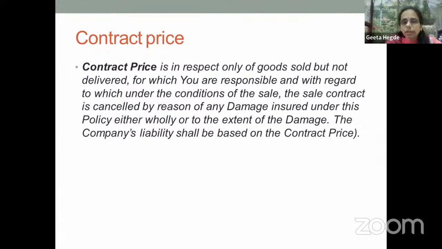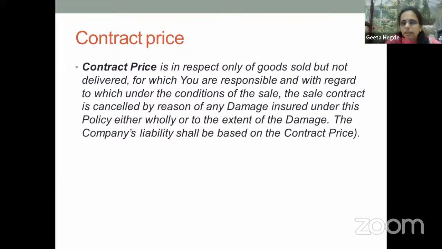Now we have to understand what is contract price. We have seen the contract price clause under SFSP also. Contract price is in respect only of goods sold but not delivered, for which you are responsible and with regard to which, under the conditions of sale, the sale contract is cancelled by reason of any damage insured under this policy, either wholly or to the extent of the damage. The company's liability shall be based on the contract price. So in case of goods which are manufactured and already sold, the profit element is already there in the sale price.